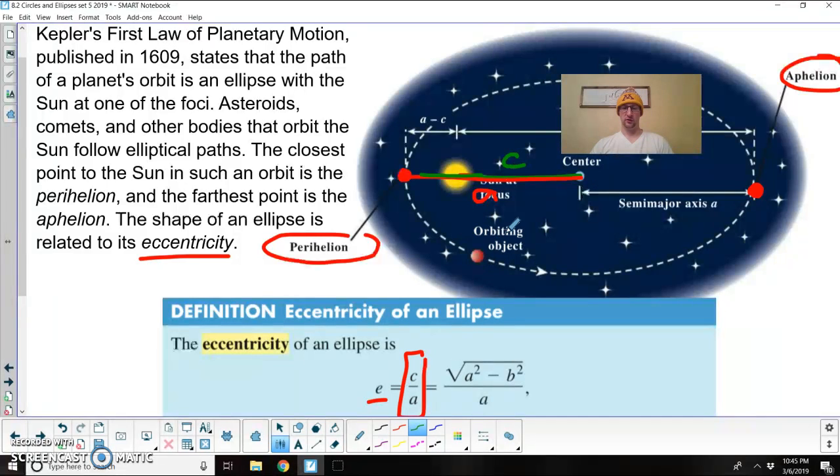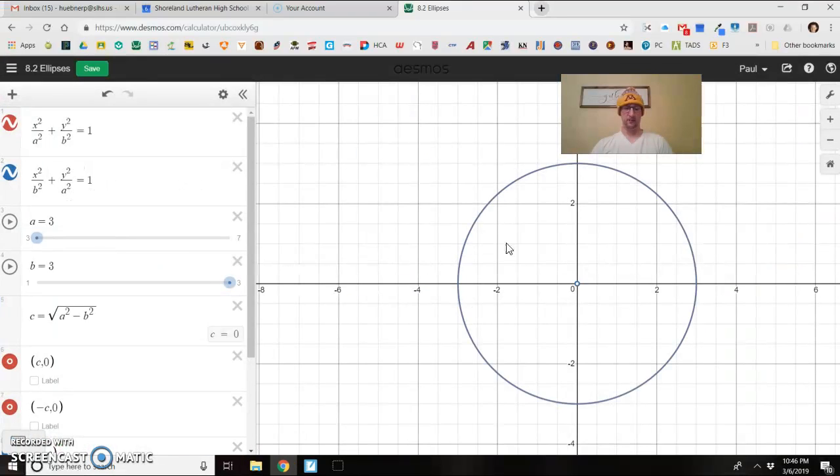The smaller that c might happen to be, I'll use blue instead here. If it's way in here, then it's going to be a little bit more of an oval type shape, a little bit closer to a circle. And in that case, c over a, sorry, you can't see that, would be a little bit smaller, close to 0. A circle, for instance, would have an eccentricity of 0 because the focus is at the same spot as the center. I'll show you what I mean.